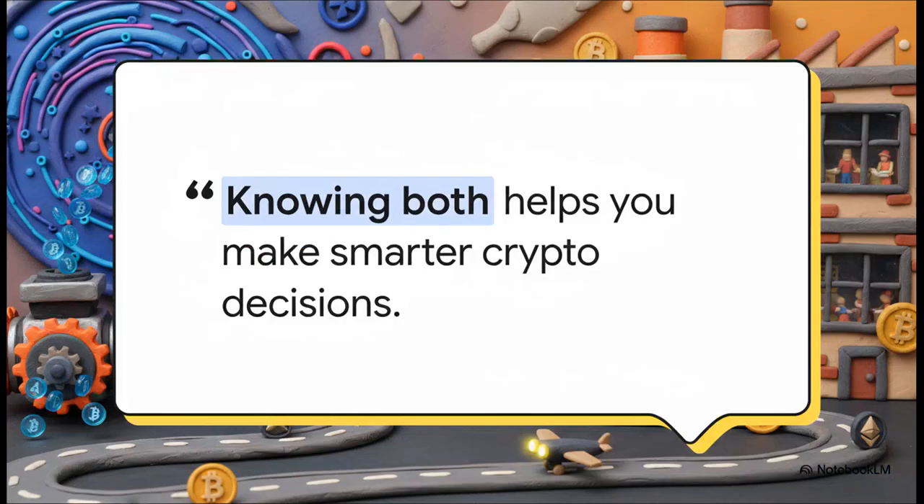As our source material perfectly summarizes, knowing both helps you make smarter crypto decisions. You are no longer flying blind here. When you look at a new project now, you can ask yourself, am I buying fuel for an engine, or am I buying a share of the factory? Having that knowledge empowers you to safely and strategically navigate the entire landscape.